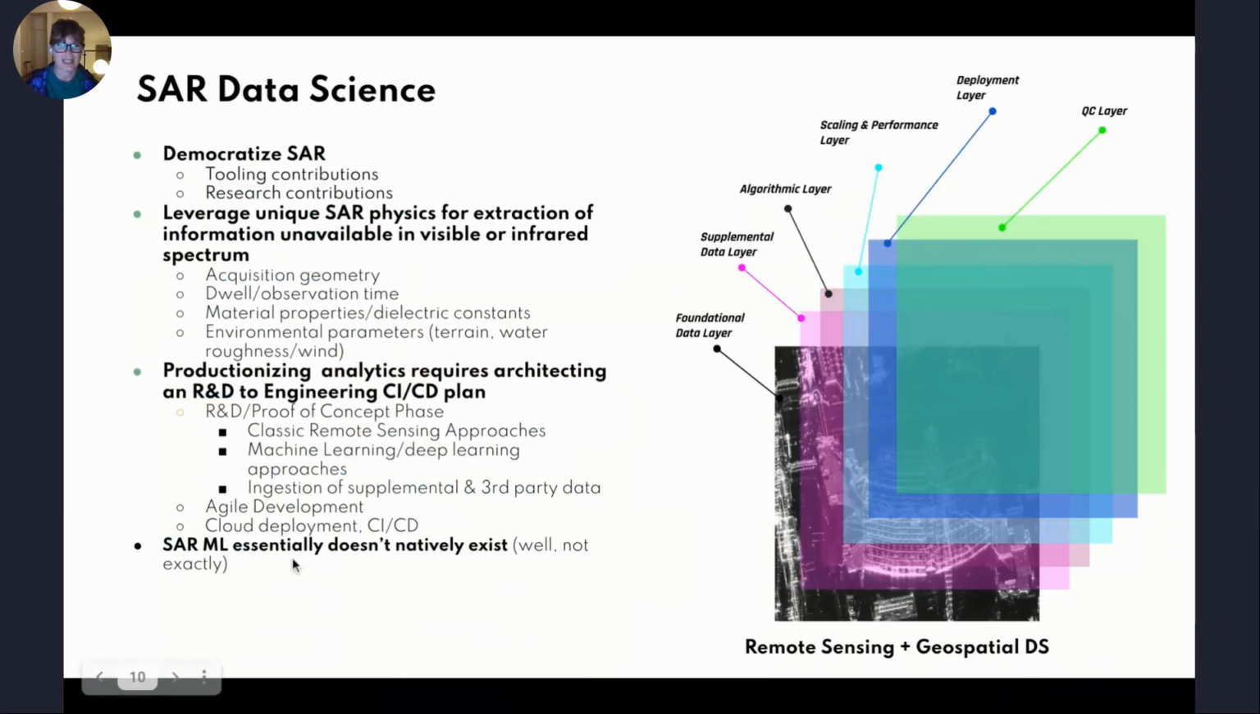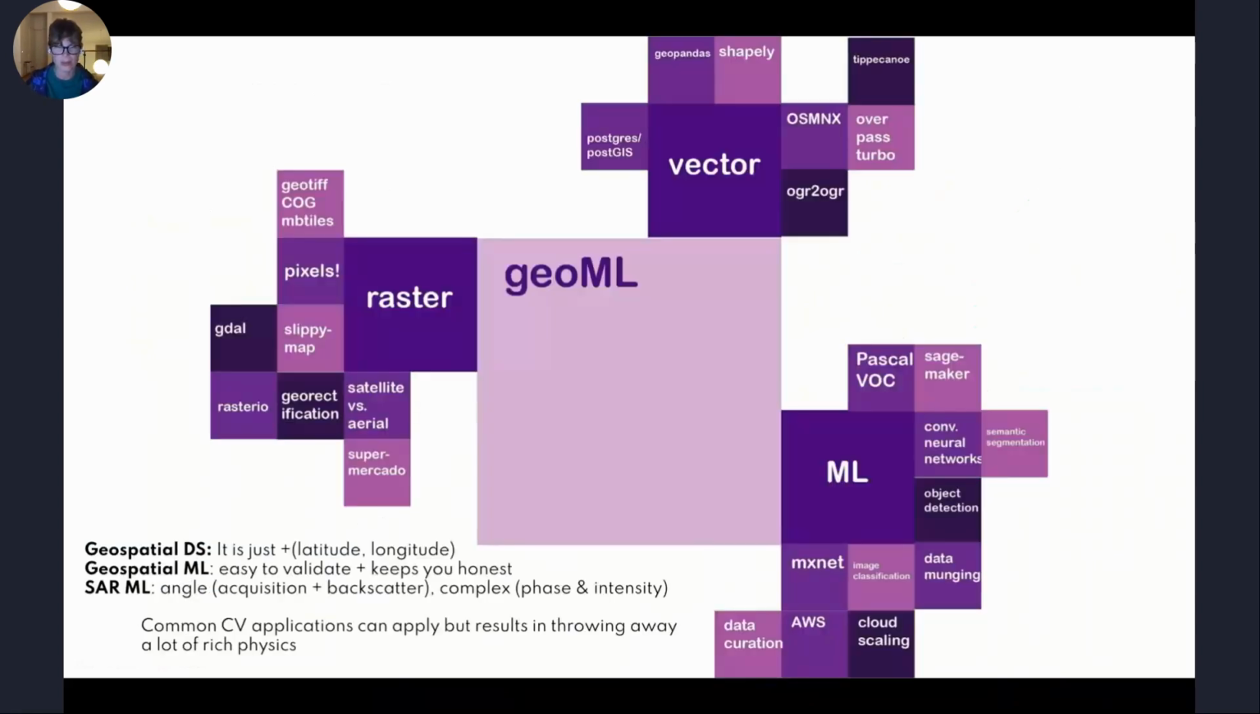And SAR machine learning itself doesn't essentially exist natively. I mean, today what most people are doing is applying a lot of standard computer vision, that visual red, green, blue application, to SAR, but it doesn't always map so well.